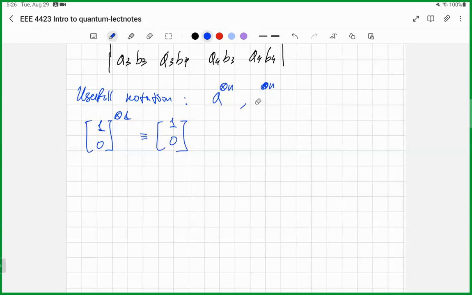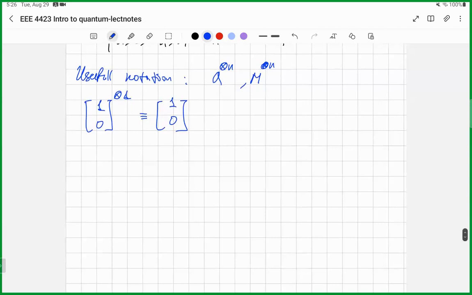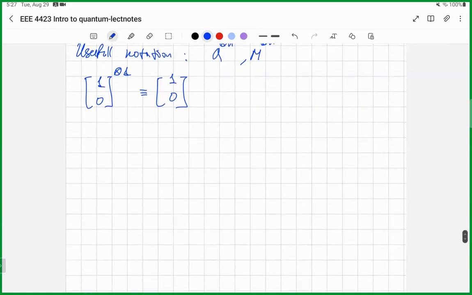You mean this one? M. Sorry, M. Yeah, thanks. Matrix. Yeah, so basically a vector column to the power of tensor 1 means we take the vector itself without taking the tensor product.